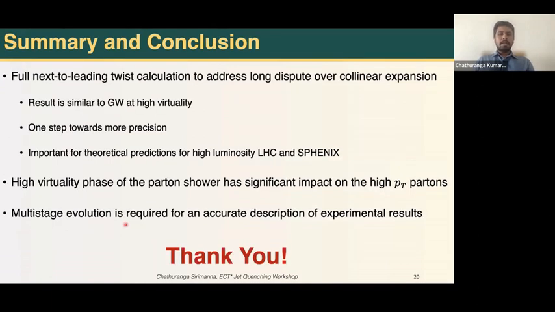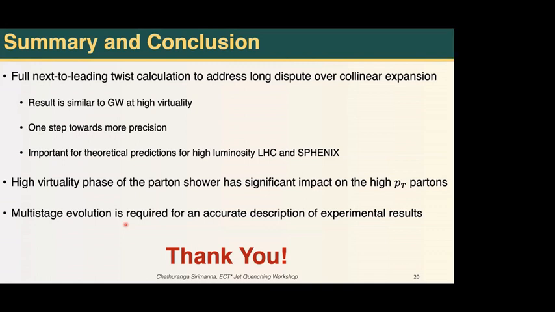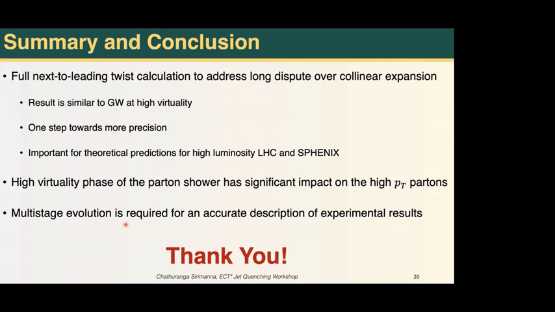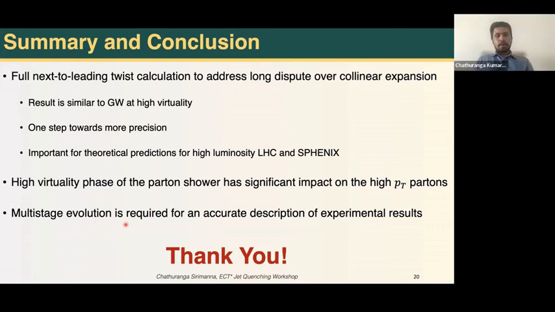By saying that, I'm going to conclude my talk. Here, we did a full next-to-leading twist calculation to address the long dispute over collinear expansion. Our results are similar to GW at high virtuality, but at low virtuality, there's a considerable difference if we go to higher path lengths. This can be considered as one step toward more precise calculation, and it can also be important for theoretical predictions for high luminosity LHC and sPHENIX runs.